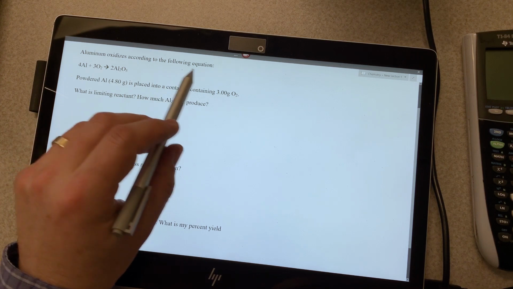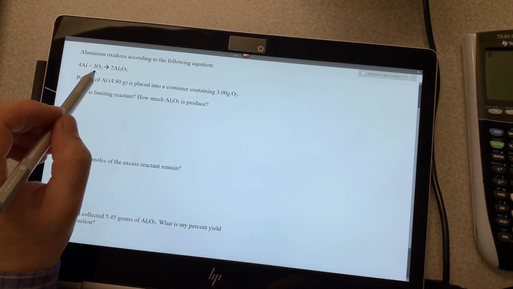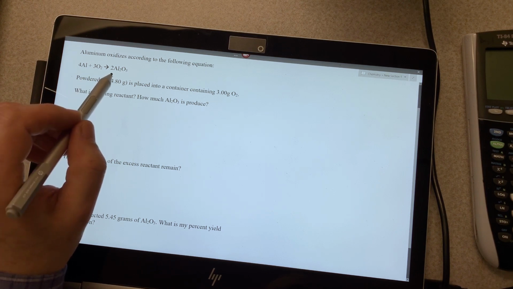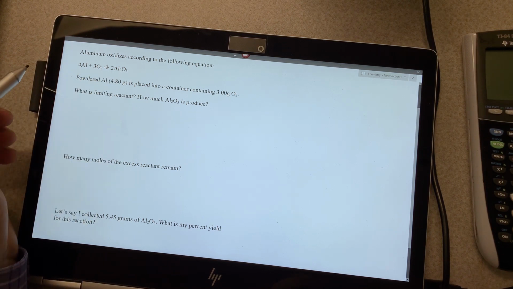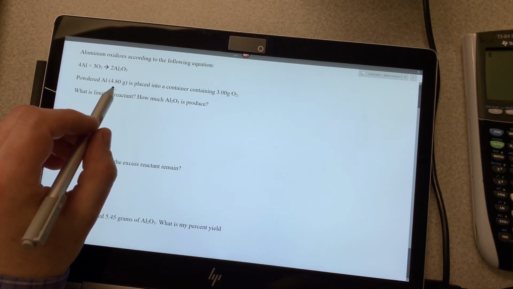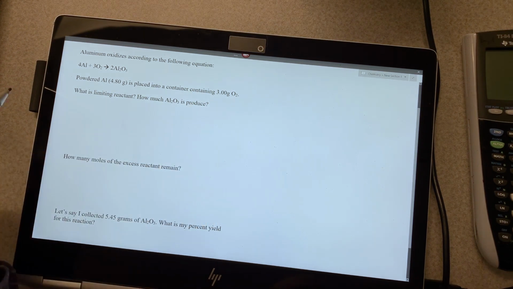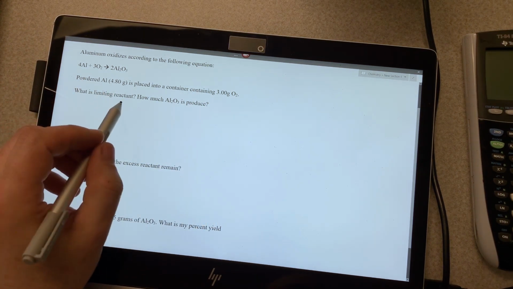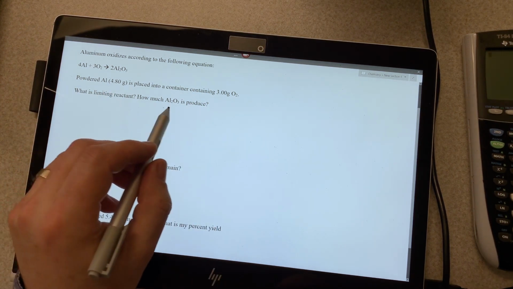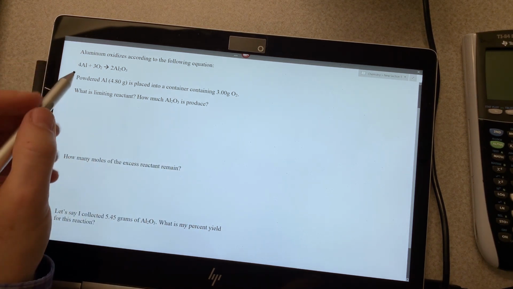Aluminum oxidizes according to the following equation. I have 4 aluminums, reacts with 3 oxygens to form 2 aluminum oxides. Right? I'm told that powdered aluminum, 4.8 grams, is placed into a container containing 3 grams of oxygen. I want to know what the limiting reactant is and how much aluminum oxide is produced. So I have 2 problems to do here.